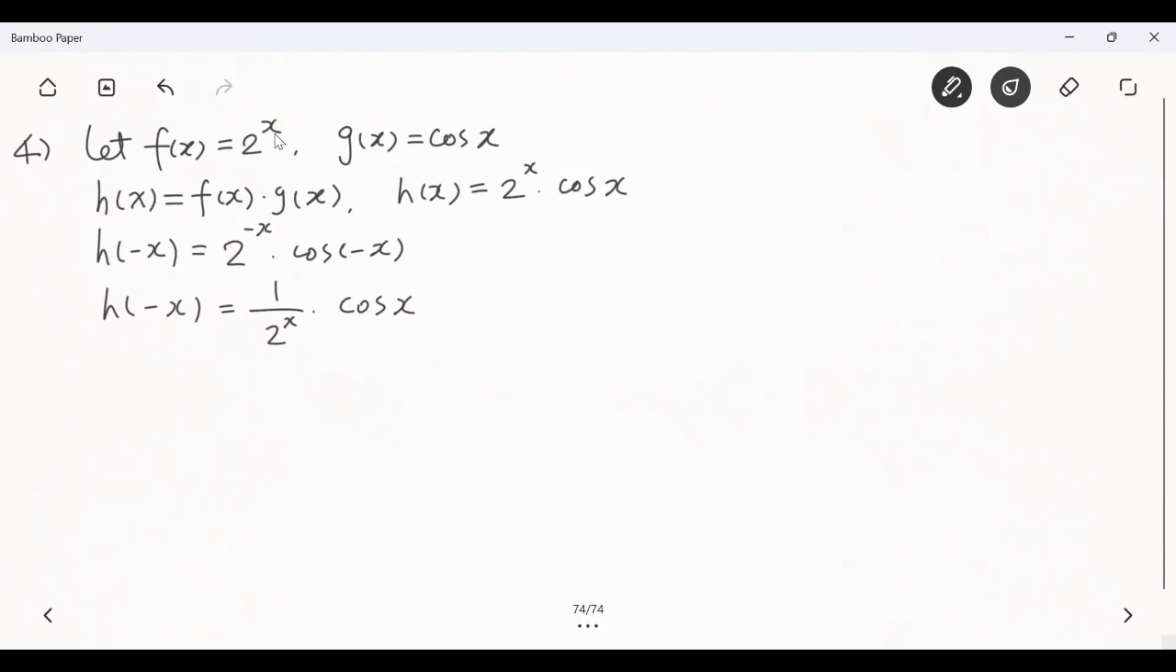Okay, we compare the last function with the original function. So we find that the first term is not the same, right? So then h negative x is not equal to h(x). And actually also h negative x is not equal to negative h(x), right? So it is neither.